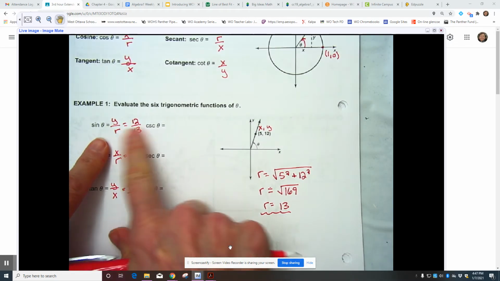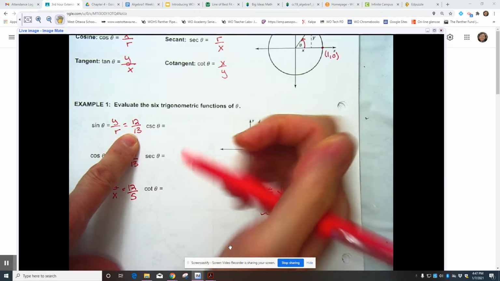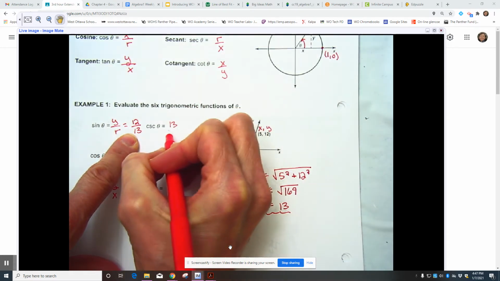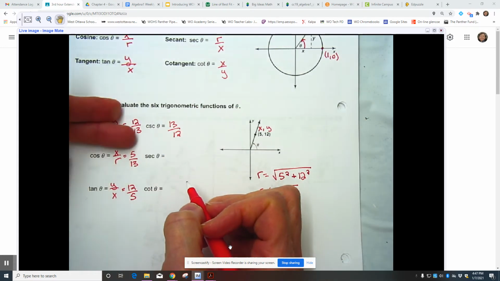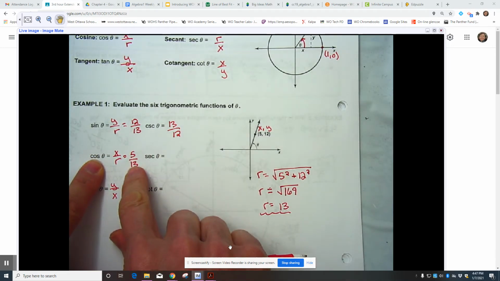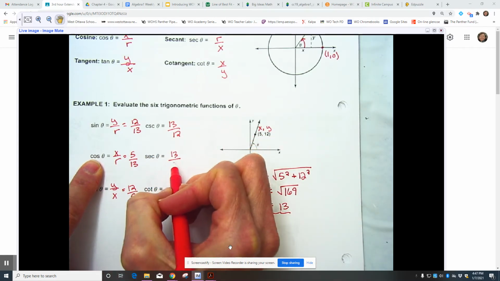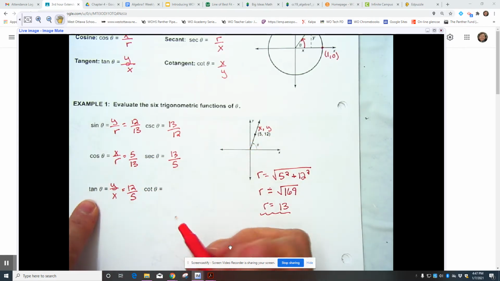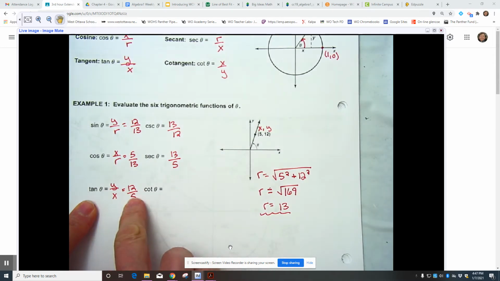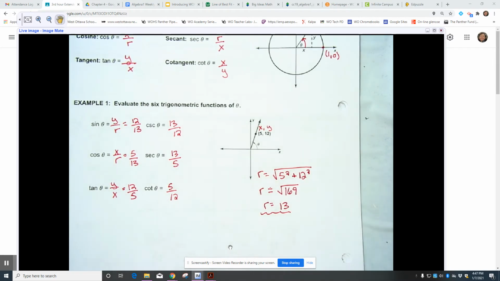Okay, now let's do the partners. Sine is 12 over 13, so cosecant is 13 over 12. Flip it, or take the reciprocal. Cosine of theta is 5 over 13. Secant of theta is going to be 13 over 5. Tangent of theta is 12 over 5. Cotangent is going to be 5 over 12. Okay? Not too bad, huh? I'm going to do one more.